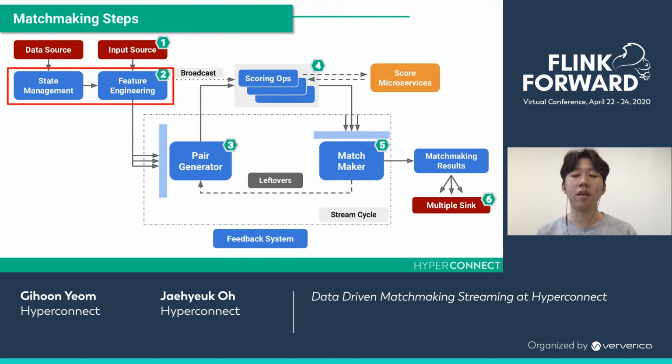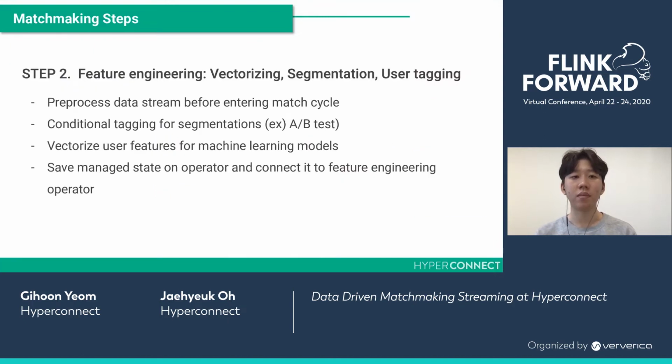The second step is feature processing. In this step, most of the data remains unchanged within the match cycle. Therefore, we want to process the data used for scoring separately from the match cycle. So, data had to be processed in advance before entering the cycle.